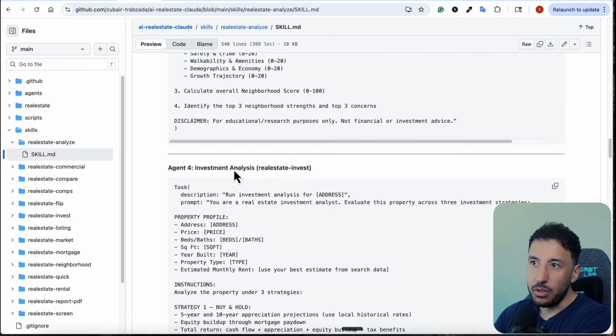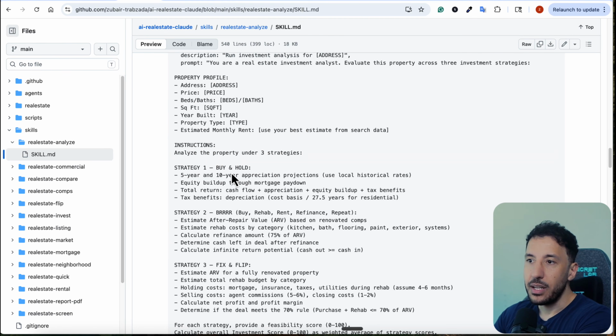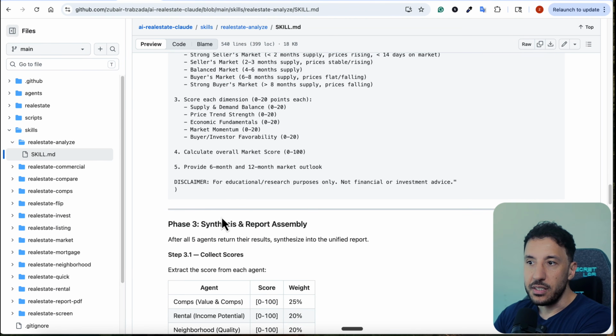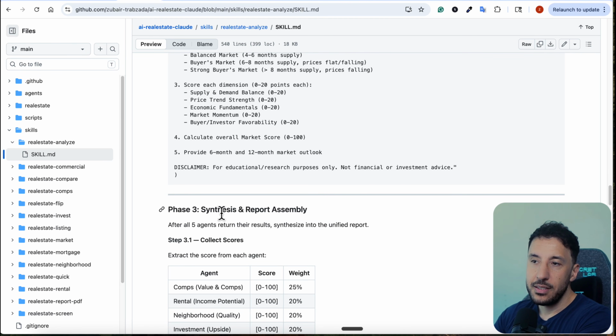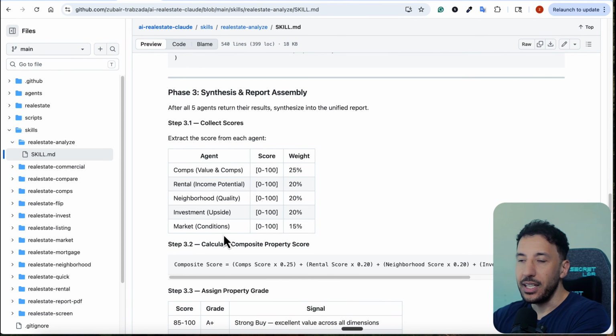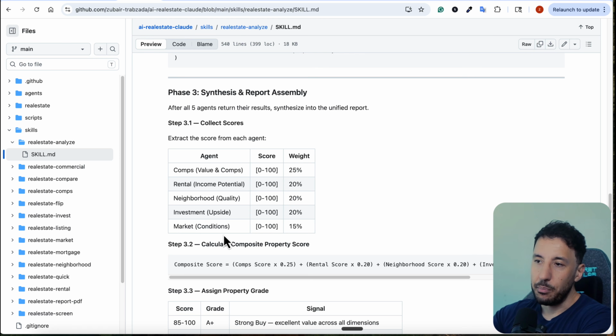Third one is doing neighborhood analysis. Fourth one is doing investment analysis. Fifth one is going to be doing market conditions. And after all of this is done, that phase 3 is going to be synthesis and report assembly. It's going to generate and collect scores and give it a nice little report about that particular property.